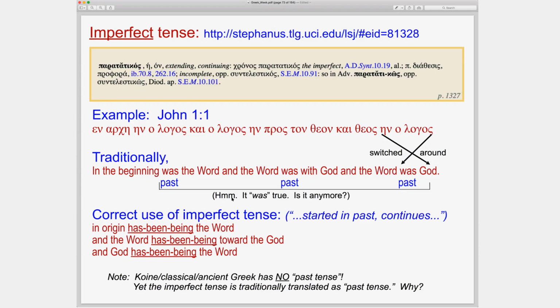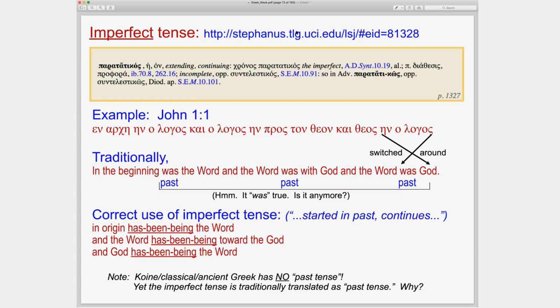Now, there's a problem here with past tense. Greek is very specific. And if we were to use past tense, you could ask the question, it was true, is it anymore? In the beginning was the Word, and the Word was with God, and the Word was God. Maybe it isn't anymore. But if you use the imperfect tense, then you can see that it's continuing. It's incomplete, meaning that it applies as much now as it did back then. So the correct use of it would be, in origin has been being the Word, and the Word has been being toward the God, and God has been being the Word.